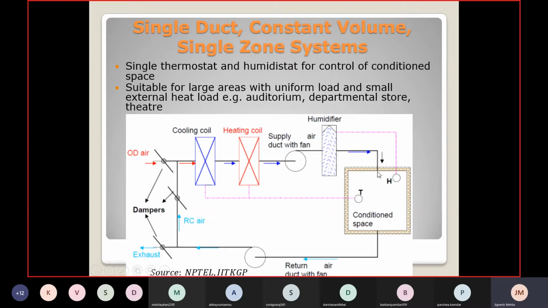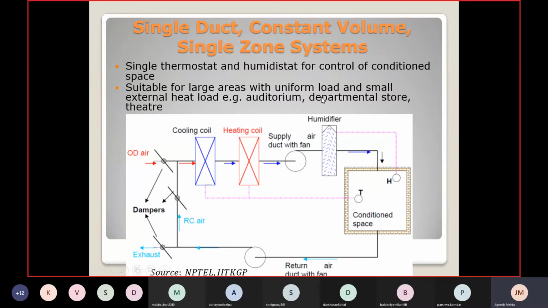Now here there is only one outlet shown, but there can be an internal duct also, and it may get distributed in the space from different points, right? So the internal ducts are not shown here. Only one exit point is shown, but that may not be the case if the space is large. So there is a single thermostat and humidistat for control of the conditioned space, and this system is suitable for large areas with uniform load and small external heat load.